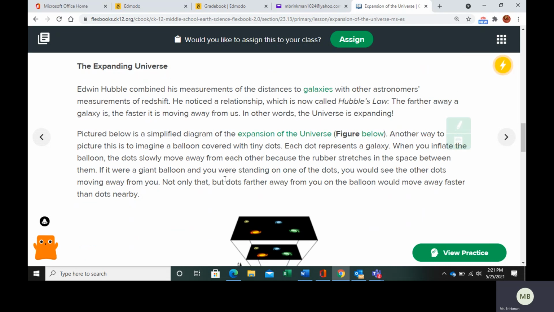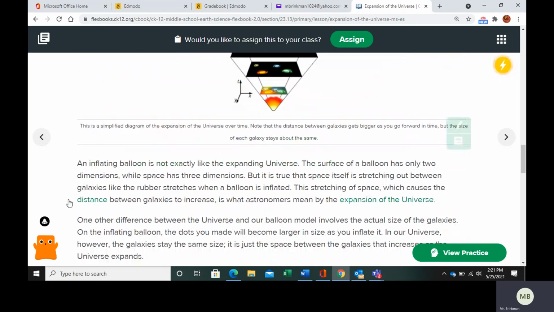So they use this analogy of inflating a balloon to show how that relates to the expanding of the universe. It's very similar, except that when you blow up a balloon, your universe does expand, but the dots that you draw on a balloon also expand. And galaxies actually don't expand. So if you read through that analogy, just know that it's similar.